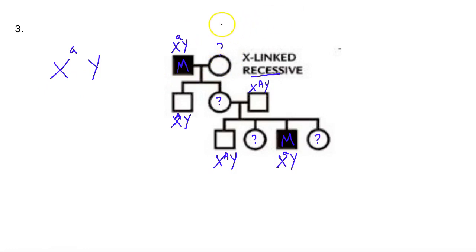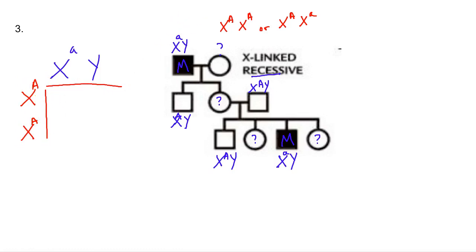It either could be what? X^A X^A, homozygous dominant, or X^A X^a, heterozygous. Those are the two scenarios. So let's do both. Let's do X^A X^A, the homozygous dominant, and let's see what we get here in these crosses.